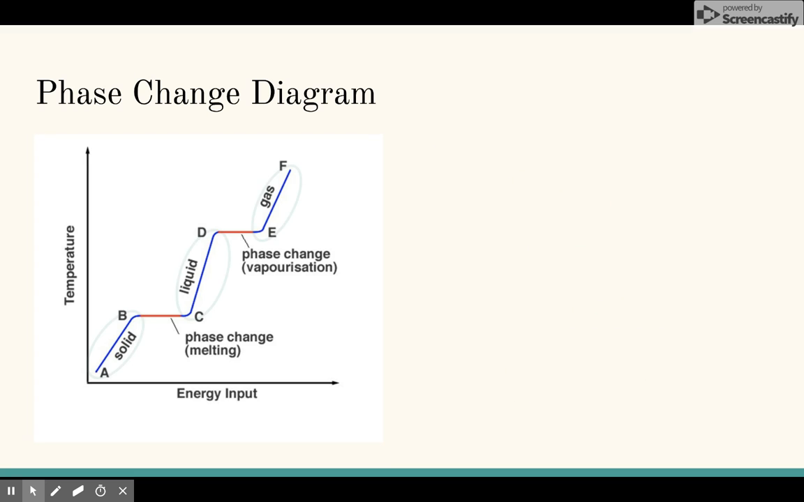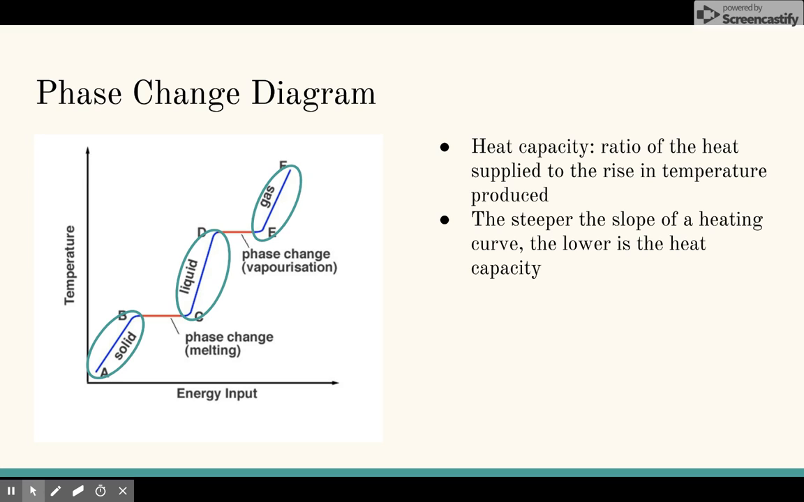Notice that the slopes of the three segments are different. It is because of the different heat capacity of the matter in different phases. Heat capacity is the ratio of the heat supplied to the rise in temperature produced. The slope of the liquid phase in this diagram is much steeper because it takes less energy to increase the temperature than the solid and gaseous phases of the matter, meaning that the heat capacity of the liquid phase is the lowest. Hope the analogy between thermodynamics and relationships makes the concepts more easily understood.